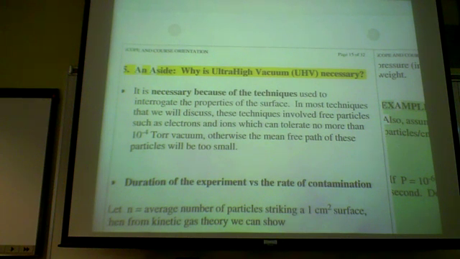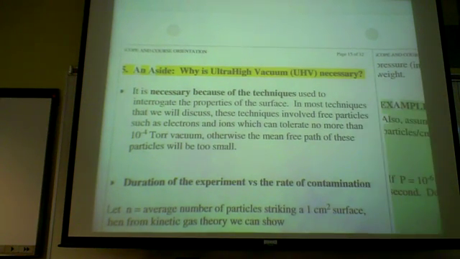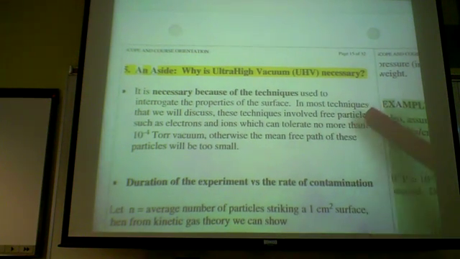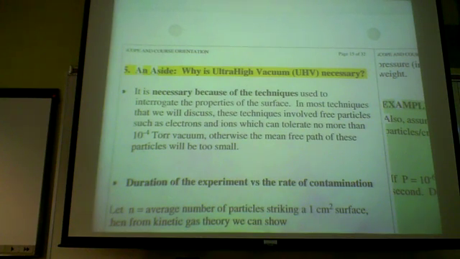It is necessary because a lot of the techniques used to probe these properties involve charged particles. So we have to send a probe particle into the surface and then look at what happened to the surface. The probe particle could reflect back, or this probe particle could initiate stuff that comes off from your surface. So you have to measure stuff that comes off. This technique involves free particles, such as electrons and ions.